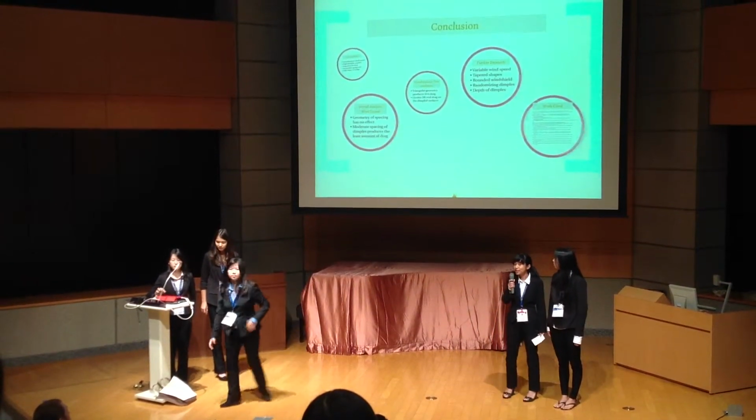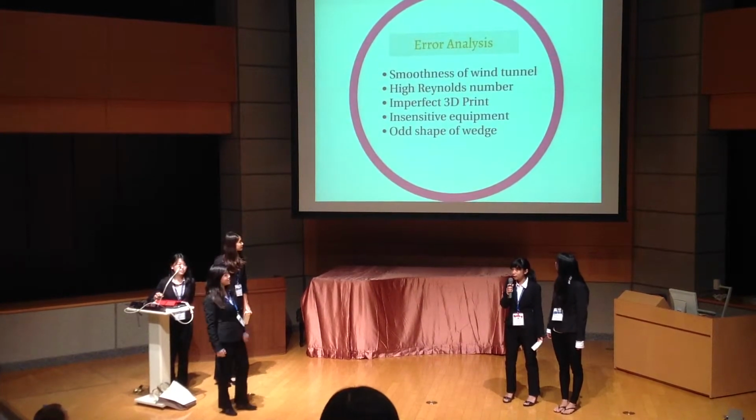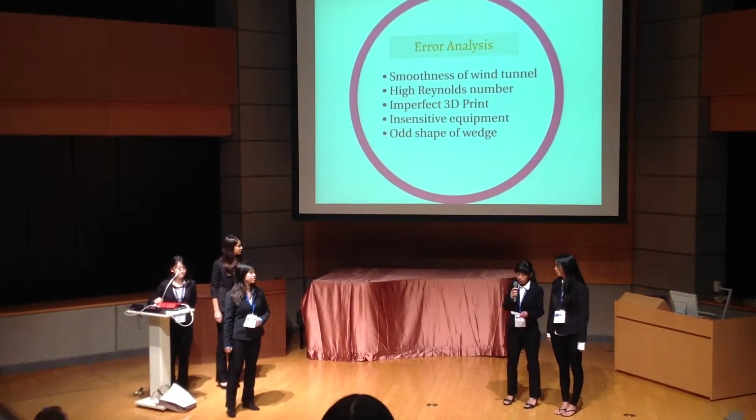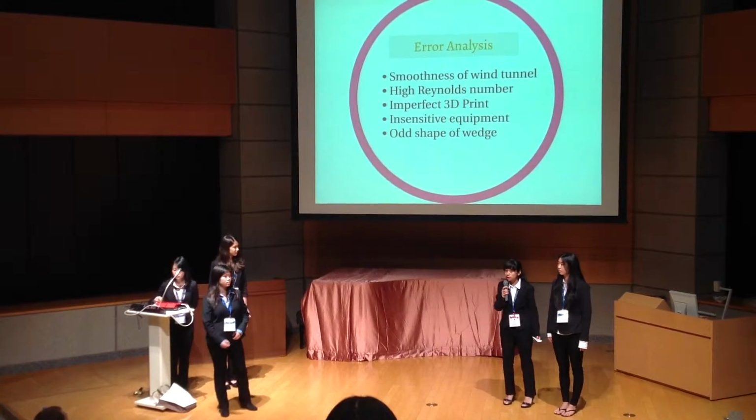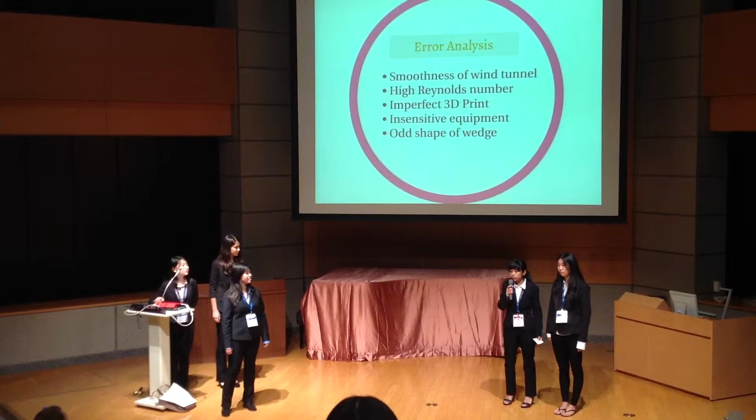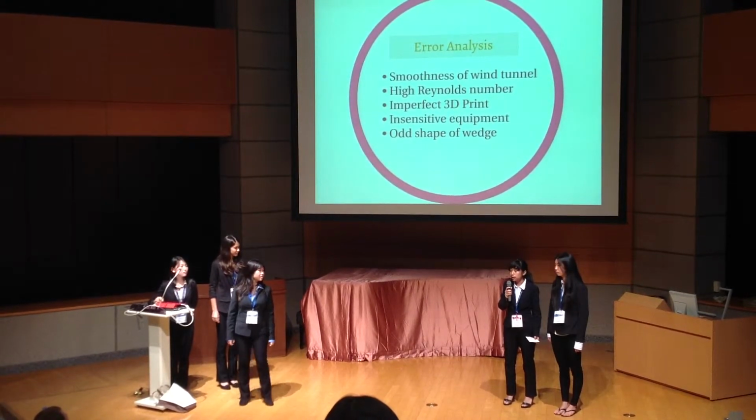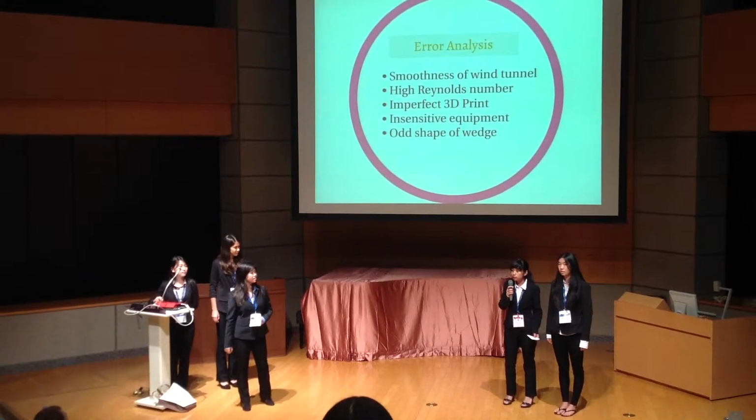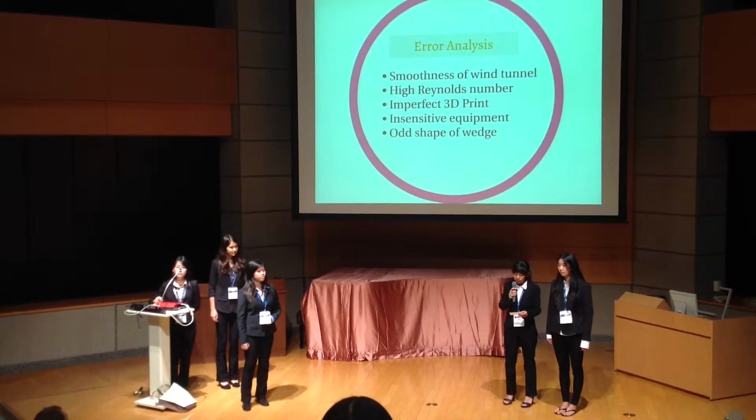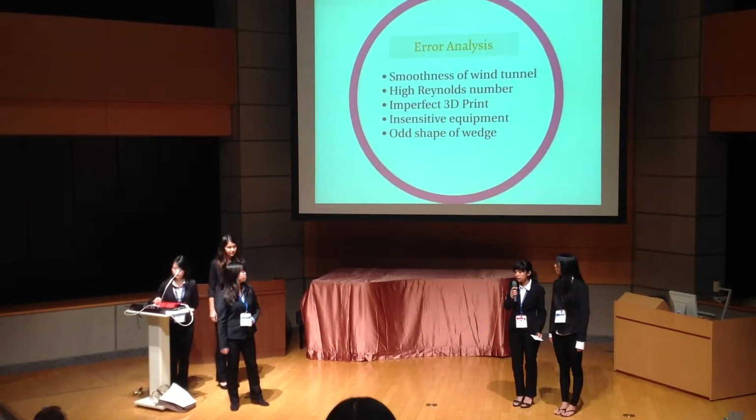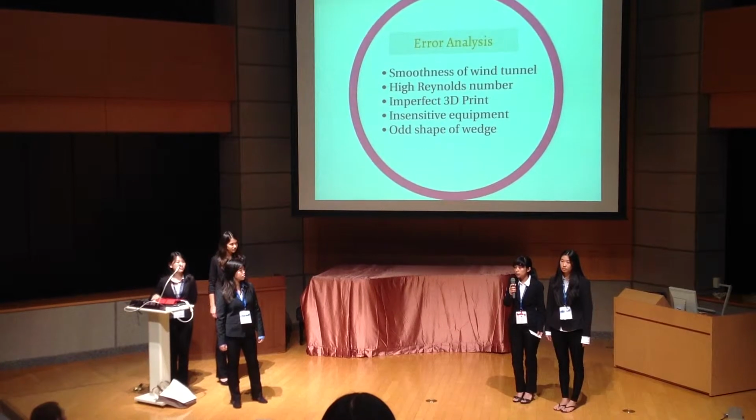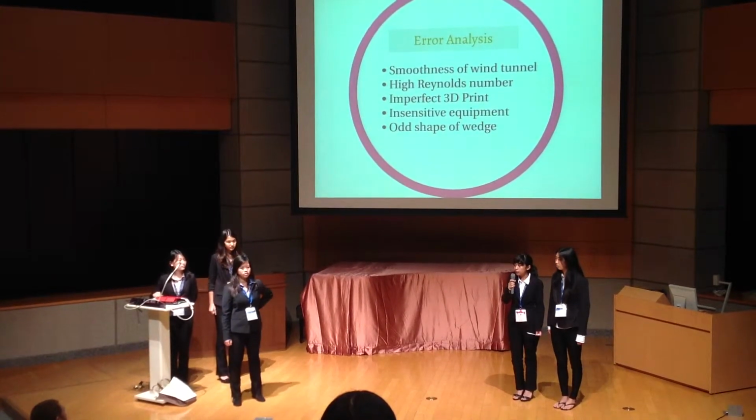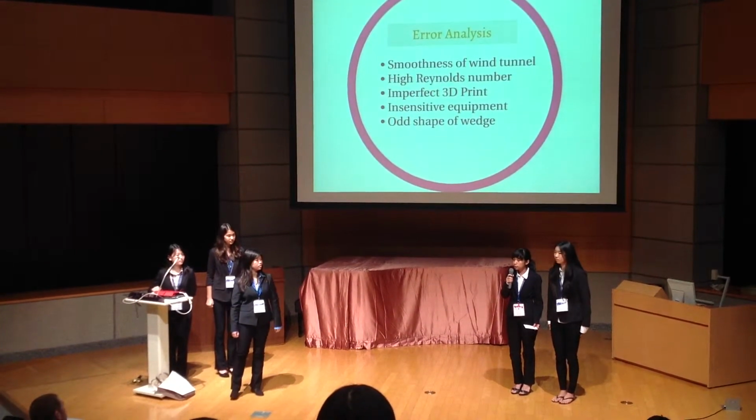Okay, conclusions. So our experiment did have a lot of errors, especially with the wind tunnel itself. We saw that the smoothness of the wind tunnel was not ideal because we used plywood. We would ideally want to use something very smooth to reduce the amount of turbulence inside the wind tunnel, so we might want to change that in the future. Also, we didn't look at the Reynolds number within the wind tunnel, so because of the high wind speeds, there could have been a lot of turbulence. When we looked at it, it didn't seem like a lot, but we'd want to test on that later.